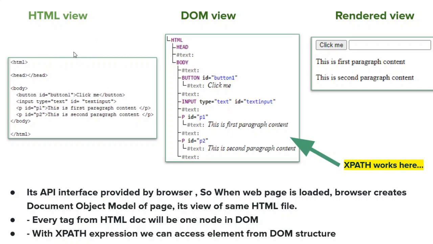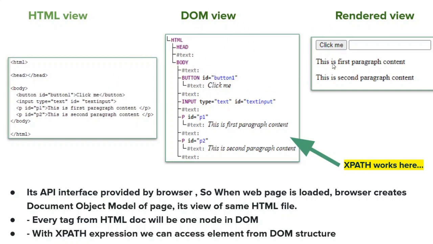Basically this is the HTML view of the page. Whenever the web page gets loaded, that HTML view is converted to the DOM view, that is the document object model view. It is converted to the DOM view by the browser. So whenever the web page is loaded, the browser creates the DOM view, the document object model view of that HTML page.